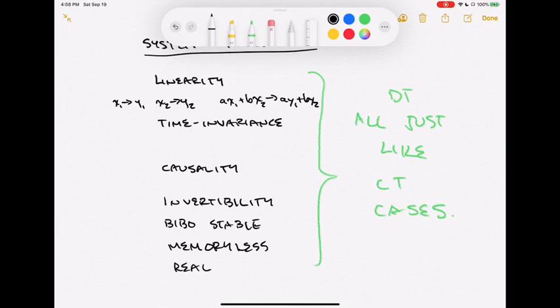Time invariance: if you delay the input, you get a corresponding delay in the output. Time delay and system operator commute. Causality: a system cannot depend on future inputs. It can't predict the future. Invertibility: you can always get back the input using just the output. BIBO stability: any bounded input is guaranteed to generate a bounded output. Memorylessness: it can only depend on the strength of the current input. Realness: if you have a real input, you can only get a real output. We've gone through all of those before. We know they're a little bit awkward to show. Every single one of those cases is exactly the same as it was for continuous time.